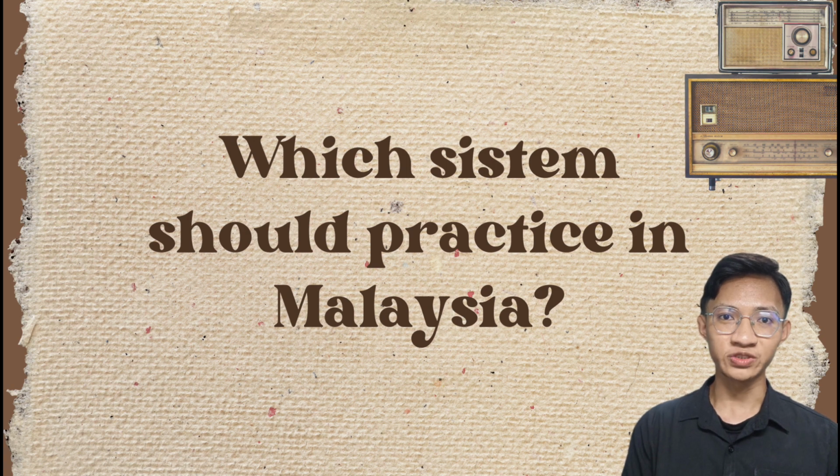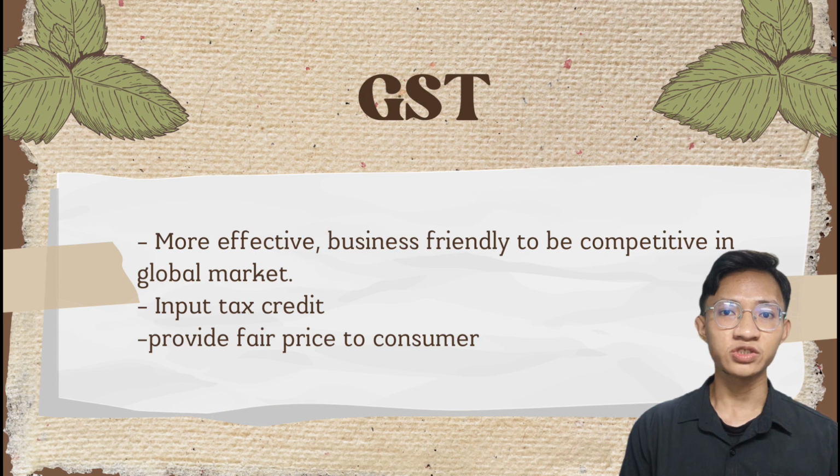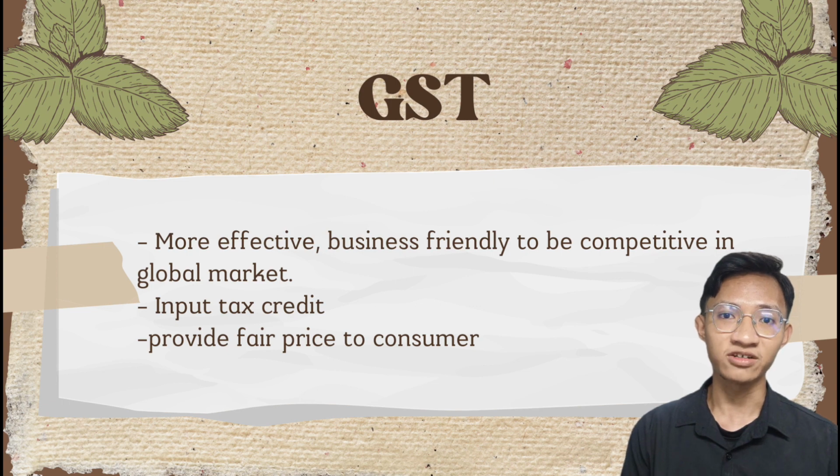So which system should be practiced in Malaysia? Based on our opinion, the system that should be practiced in Malaysia is the Goods and Service Tax, which is GST. It is because GST is more effective, efficient, and business-friendly to be competitive in the global market. GST has more comprehensive coverage, covering a wide variety of things, for example, electronics, household items, clothing, food and beverage, and also services such as entertainment and others.